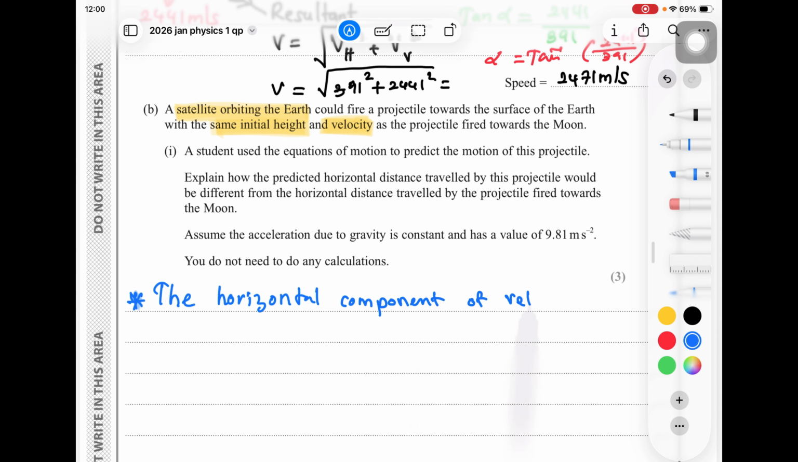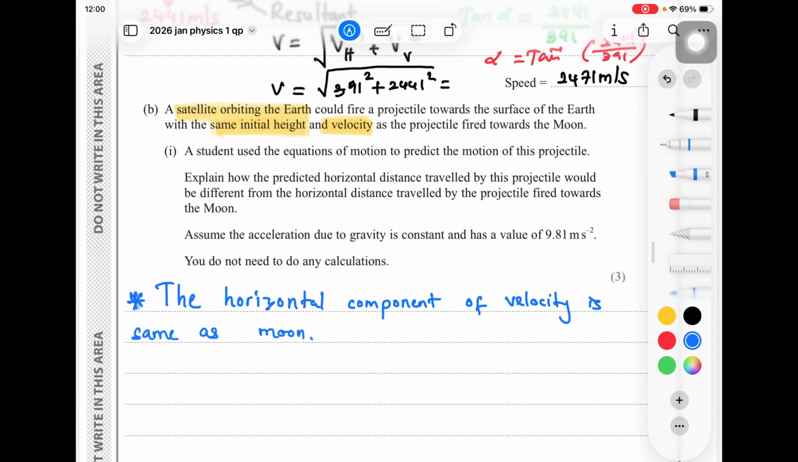Of velocity is the same as the moon. Because none of this changes, the horizontal velocity is gonna be the same, 391 meters per second in both cases. This is pretty easy.